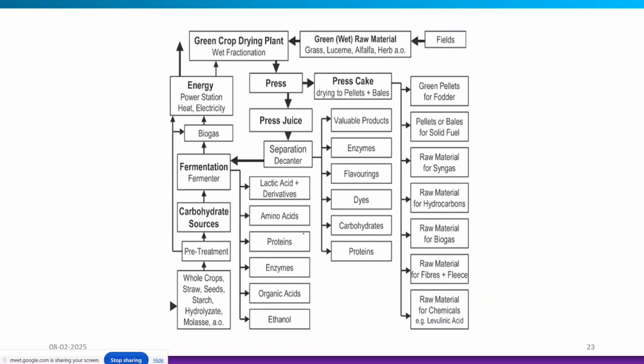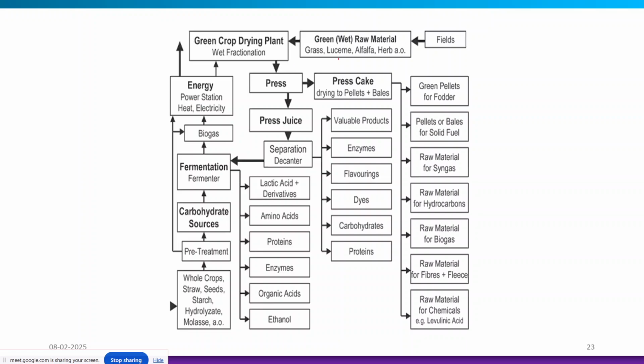So you can also see these two platforms in detail, like whole crop, straw, seeds. These are pre-treated and carbohydrate sources are being formed. Fermentation is being done. We are getting lot of acids like lactic acid, amino acid, proteins, enzyme, ethanol. So out of this, biogas is also produced. Those are used for the energy purpose.